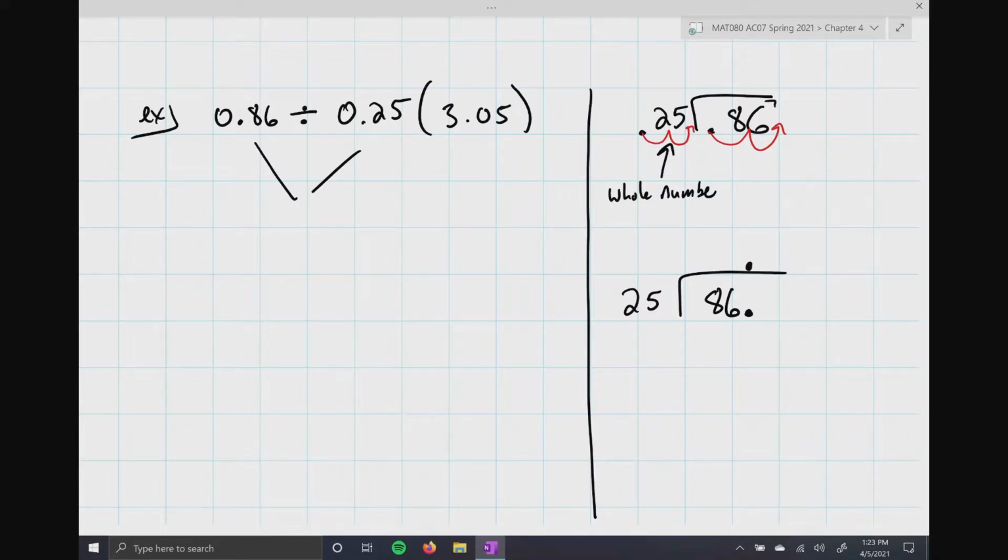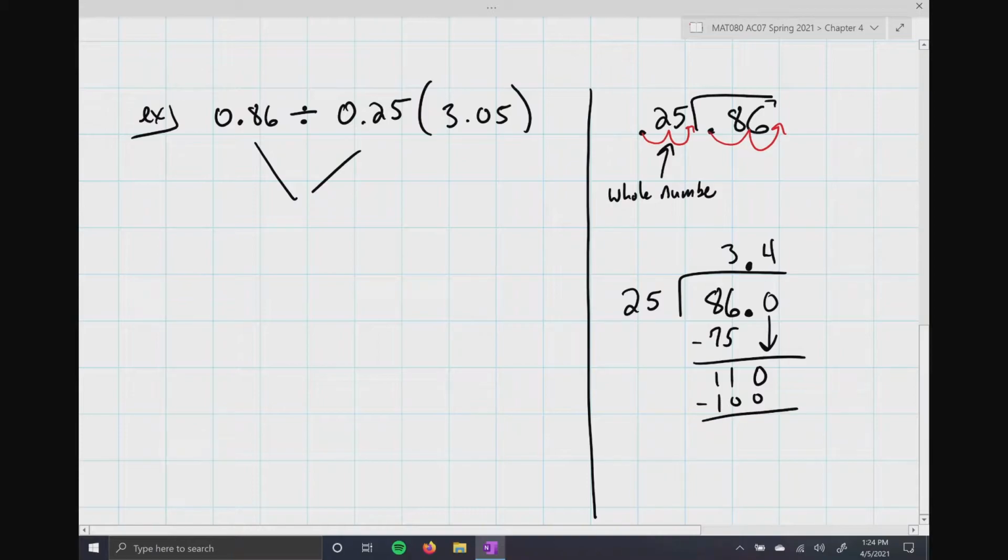So now, how many times does 25 go into 86? The answer is 3. So that's going to be 75. 6 minus 5 is 1. 8 minus 7 is 1. Put a 0. Drop it down. 25 goes into 110, I'm sorry, 4 times. So that's going to be 100. Subtract. 110 minus 100 is 10. Put a 0. Drop it down. And 25 goes into 100 4 times, with the remainder of 0.